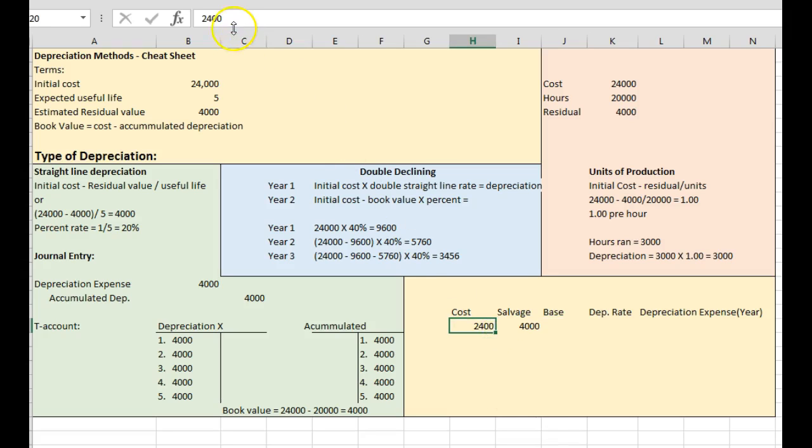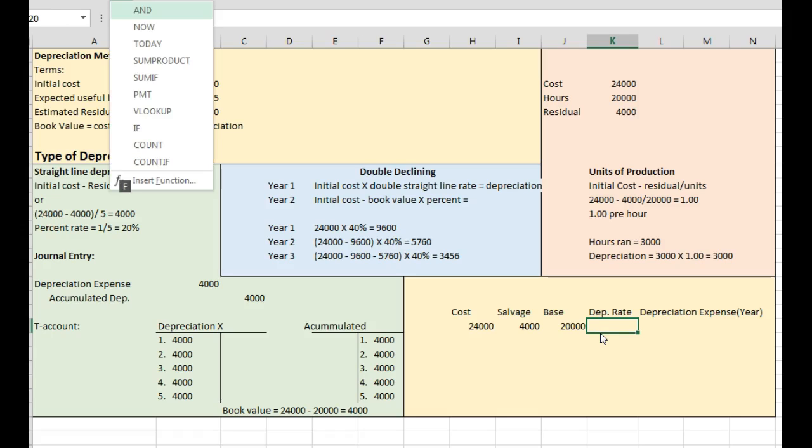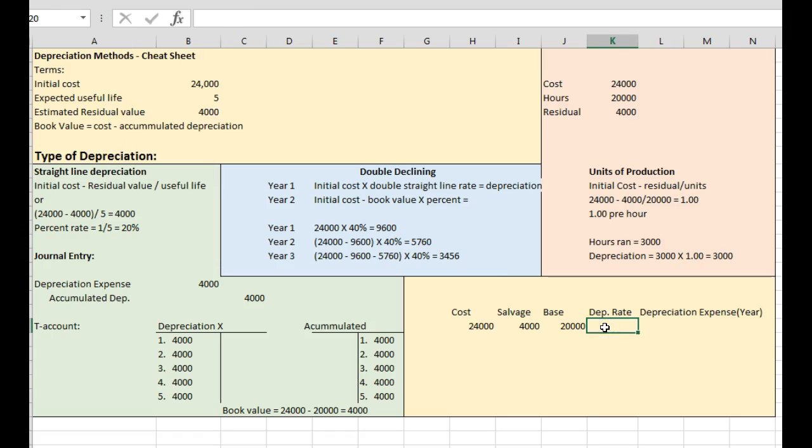Oh, I missed a zero. Sorry about that, guys. That gives me a depreciation base of $20,000. The rate of depreciation is for 5 years, okay? And that can be looked at one of two ways. I can divide that into the 1/5.